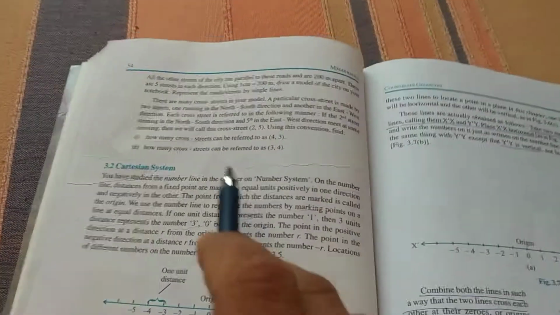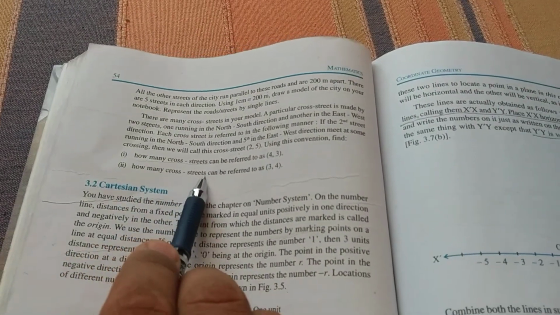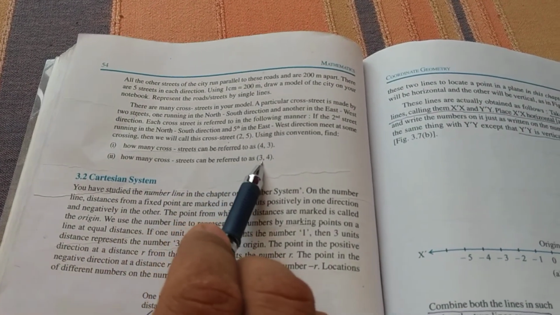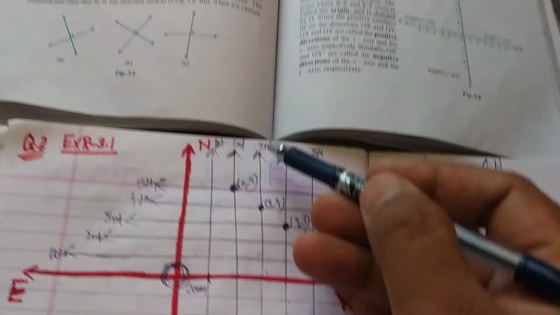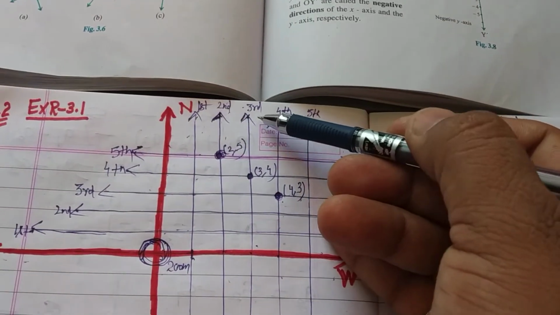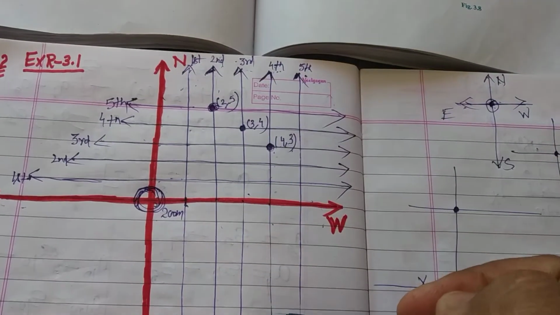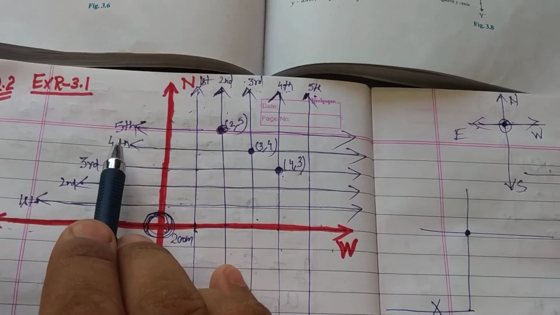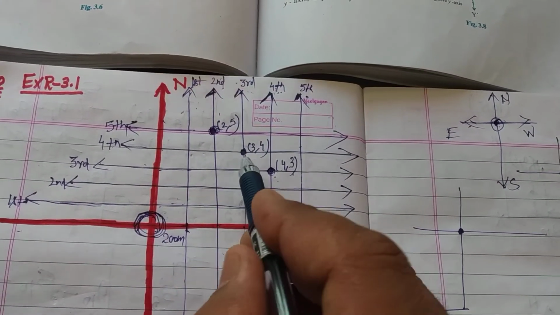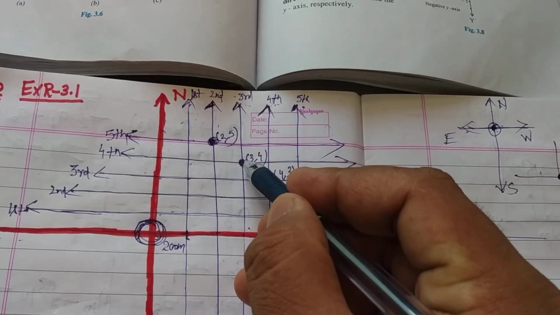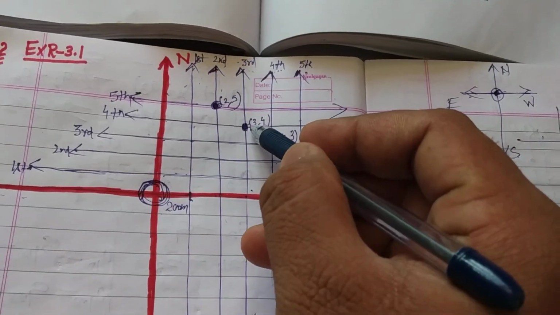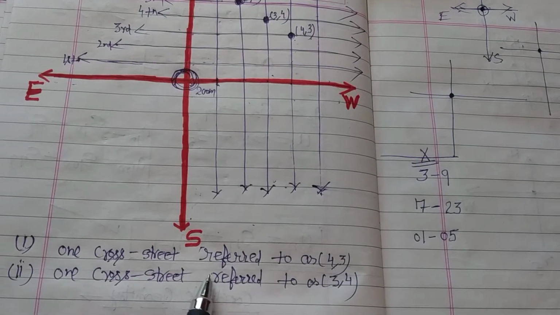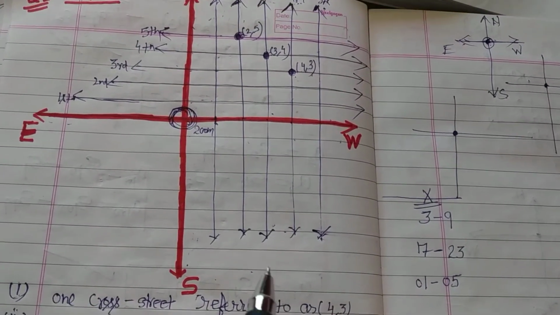In the same way, the second part: how many cross streets can be referred to as (3, 4)? So (3, 4) means the third street from north to south and the fourth street from east to west. So this is that point (3, 4), and at this point how many cross streets are there? Only one cross street. So the answer is one cross street referred to as (3, 4).